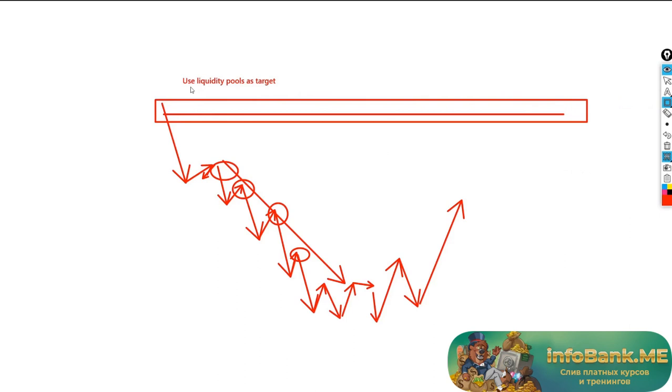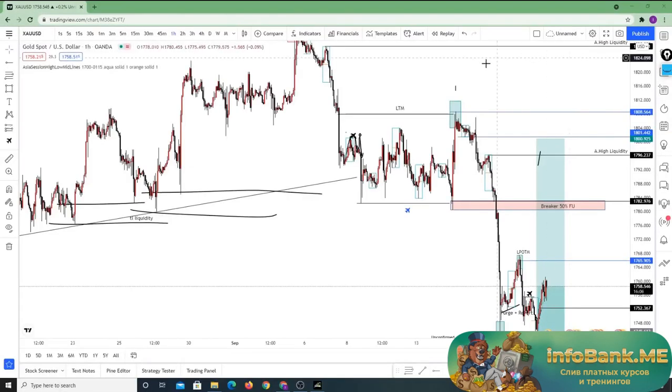What else can you do with this knowledge? Avoid fake POIs, right? You can now avoid fake POIs, and you can do so because you know that order blocks or POIs within Asia highs and lows and London highs and lows are fake POIs. They're liquidity pools and they're not going to hold. Now let's take a look at the actual chart.